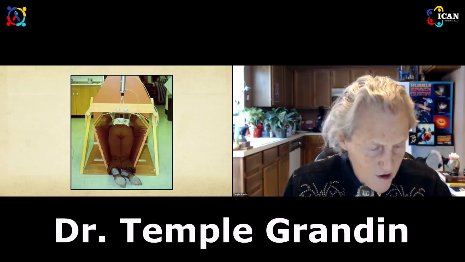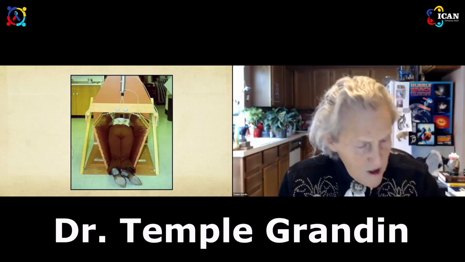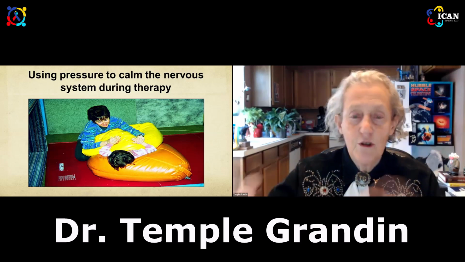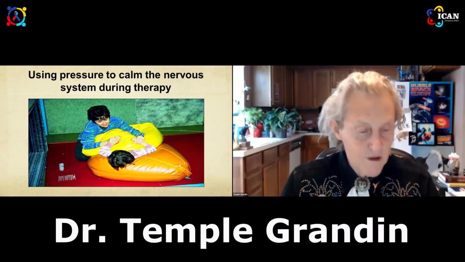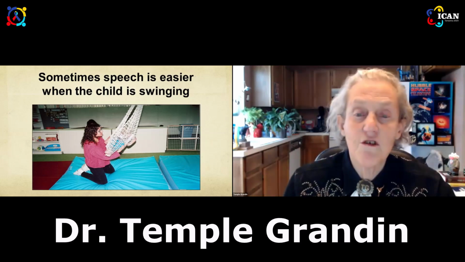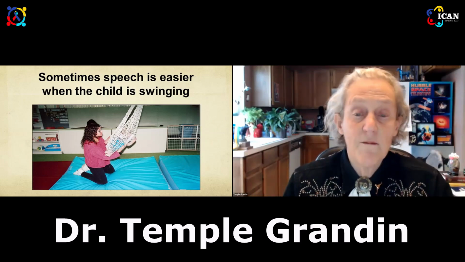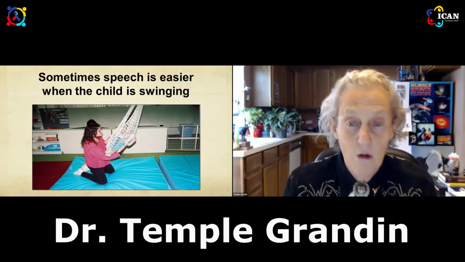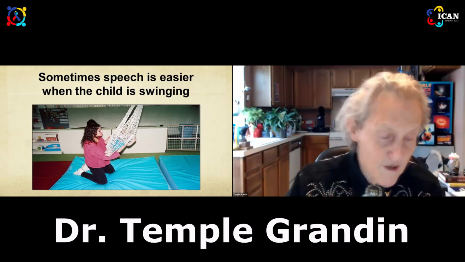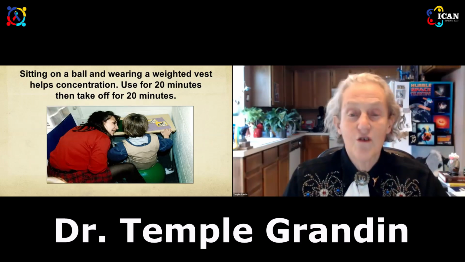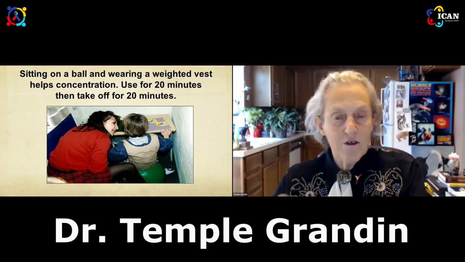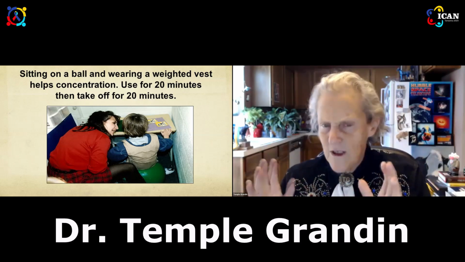The next slides just show a rear view of my squeeze machine and how you can do cushions for doing deep pressure on children. There's another slide there showing swinging a child. And sometimes when you swing a child or when a child rides a horse, they say their first words because of the rhythm. Another slide just shows a weighted vest. You know, these are things you can try. They don't work for everybody.